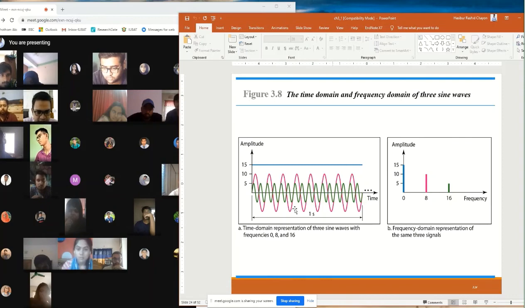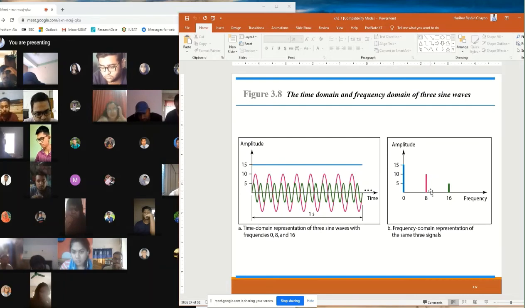Look at the pink one. This is 1 second. How many full cycles do we have? If you count, you can find there are 8 full cycles in 1 second. That means the frequency of the pink one is 8 hertz, so on the x-axis it is 8. Then what is the amplitude? The amplitude is 10. That's why the amplitude on the y-axis is 10. Previously it was 15. So you just need one spike.